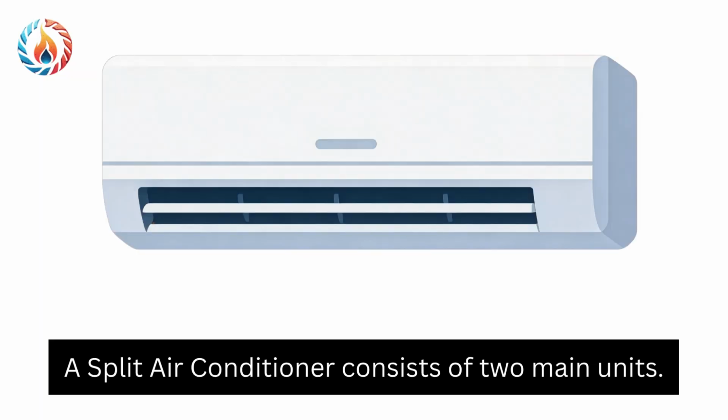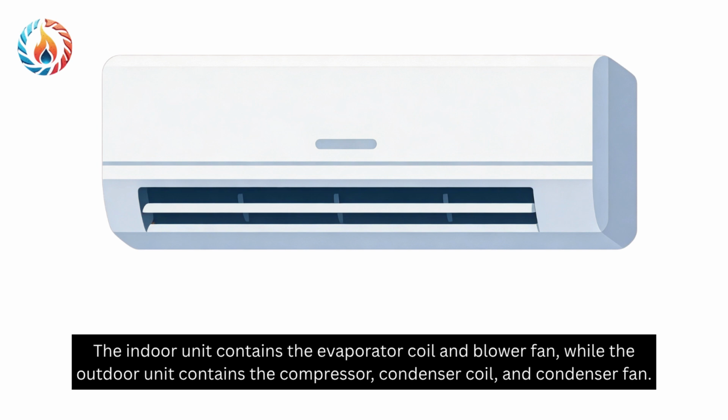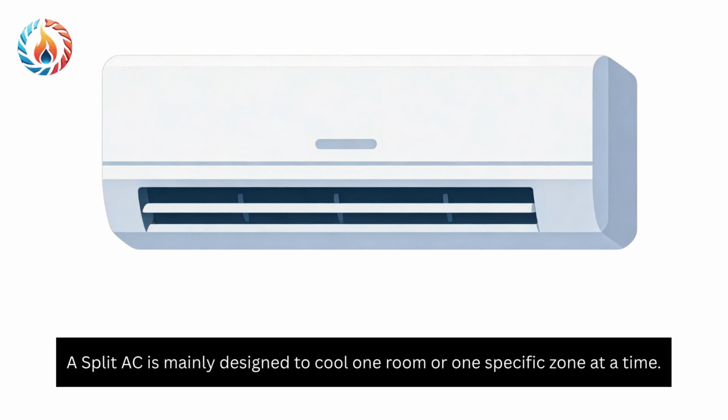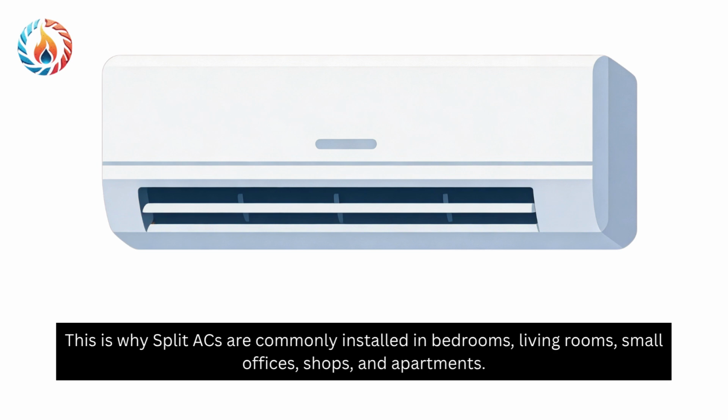A split air conditioner consists of two main units. The indoor unit contains the evaporator coil and blower fan, while the outdoor unit contains the compressor, condenser coil, and condenser fan. These two units are connected by insulated copper refrigerant pipes, electrical wiring, and a condensate drain pipe. A split AC is mainly designed to cool one room or one specific zone at a time. This is why split ACs are commonly installed in bedrooms, living rooms, small offices, shops, and apartments.